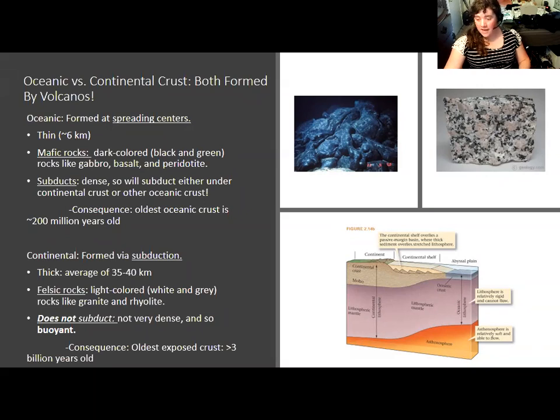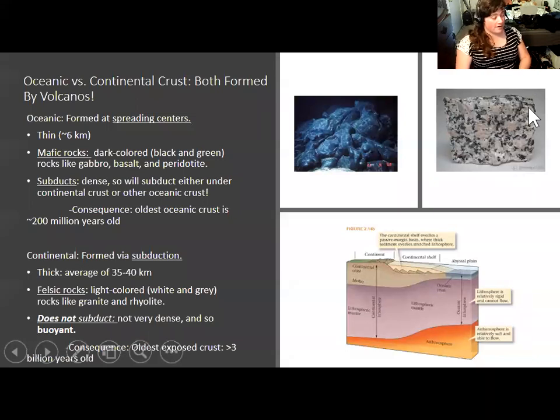Continental crust is actually not able to subduct. The continental crust is usually formed by subduction. Subduction creates volcanoes, and that volcanism creates continental crust. The crust that we walk on overall looks a lot like this. And what is this rock? Just your first guess. Granite? Yes, this is granite.